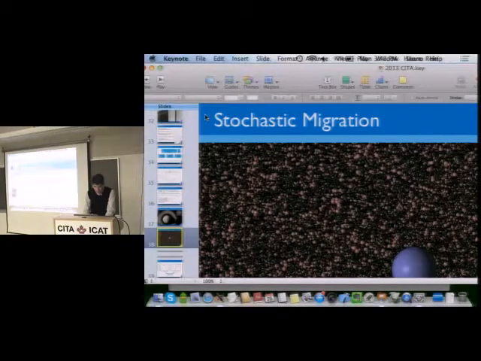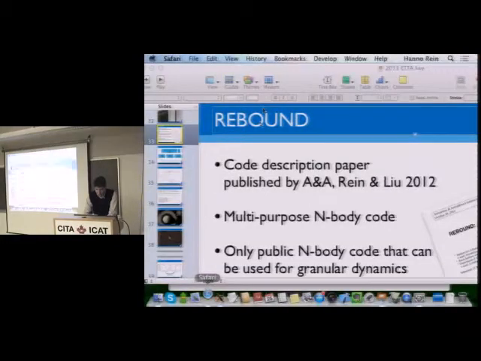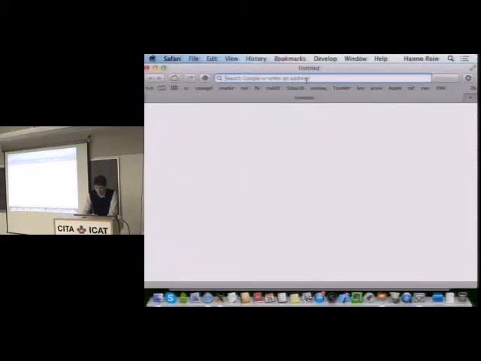So these simulations are done with REBOUND, and you can do that by yourself. Maybe just a bit of advertisement. It's a collisional N-body code that you can download and use, and it's really simple to use. So let me try and do this in 1 minute. I'm not sure if I have the internet.